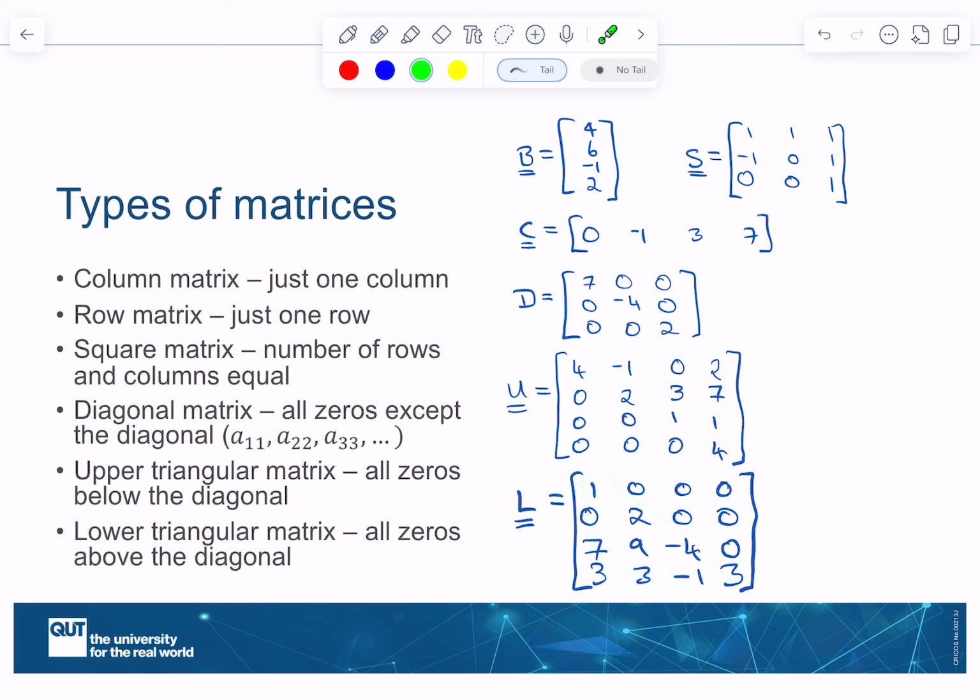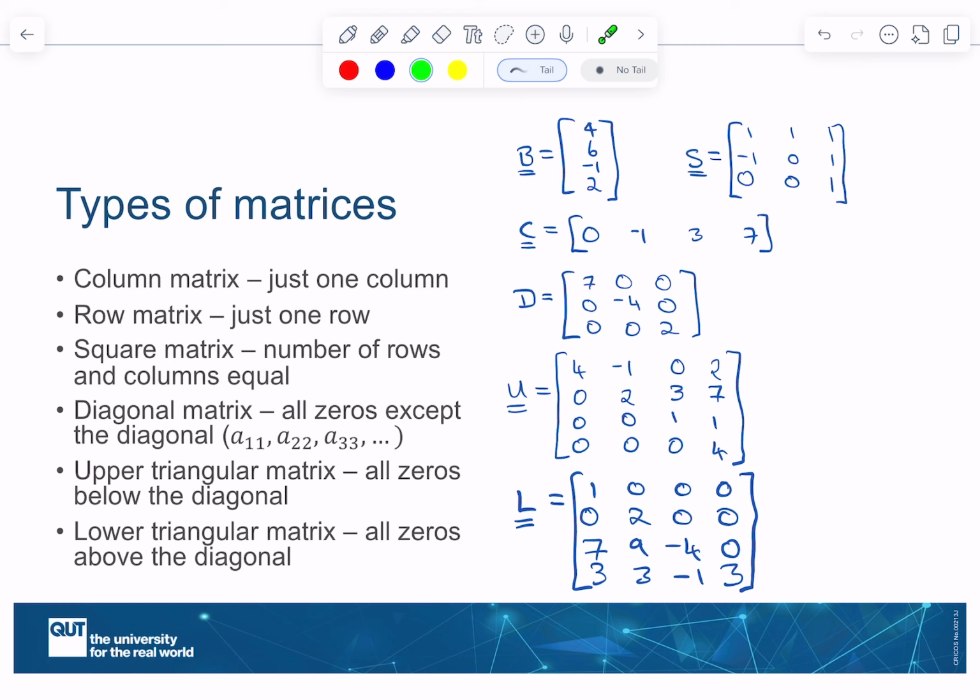Now, one last thing: you might have heard me use the word matrices, and you can see it up here, types of matrices. That's the correct plural word for matrix. So matrix refers to one of these things, and matrices for more than one. We don't say matrixes. So matrix is one, matrices for multiple, more than one.